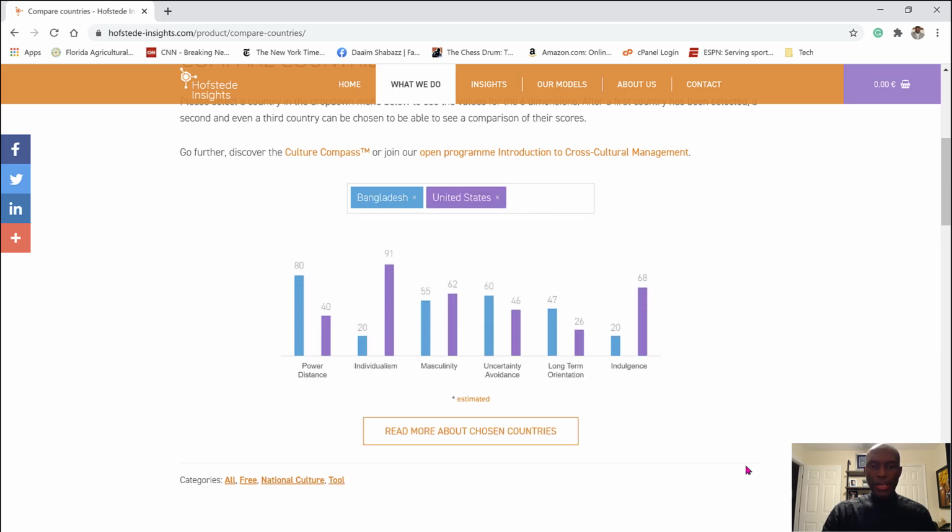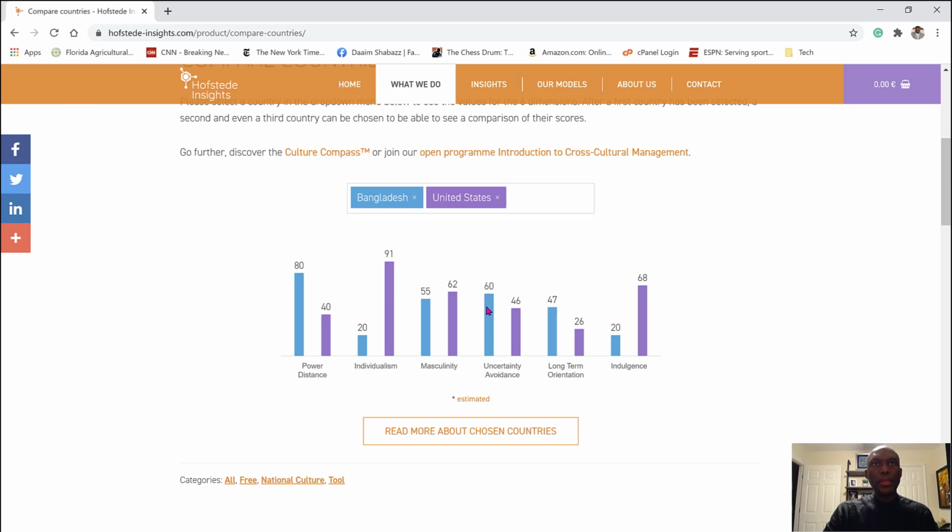Let's go with Bangladesh, and we can see there are differences. Power distance, which means in Bangladesh they're more comfortable with the idea that there's a hierarchy. So they're at 80. They look for hierarchy, where we're more individualist and we can question authority. And so there you have it. Individualism, Bangladesh is very low. They're more group oriented. Masculinity, about half, a little bit more masculine than feminine.